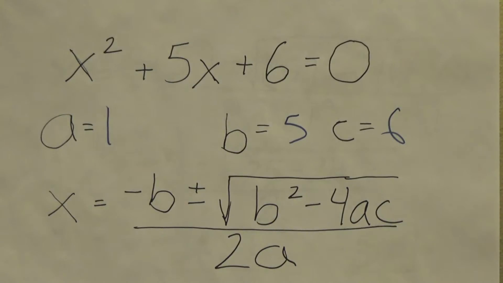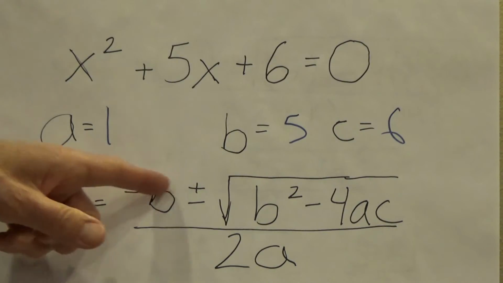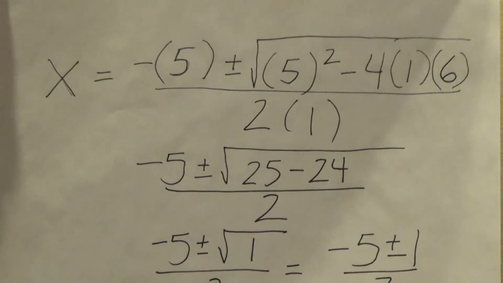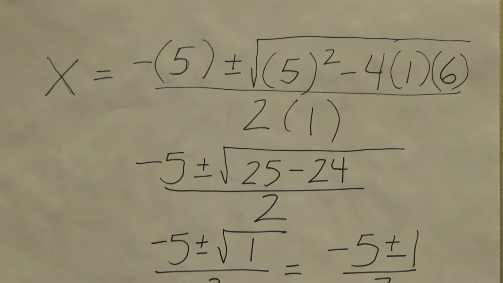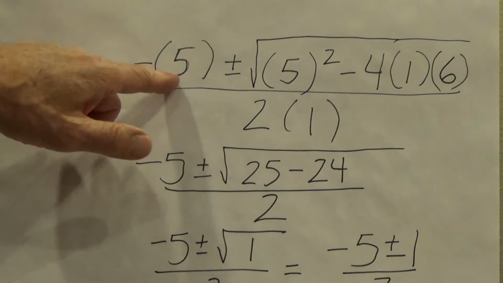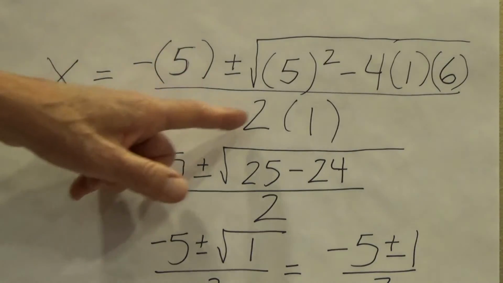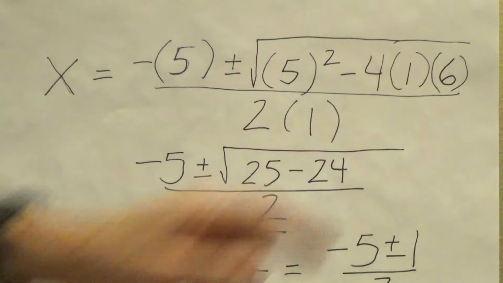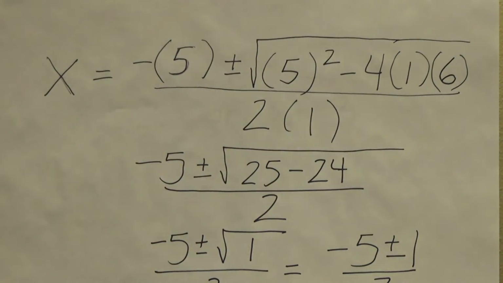Now it's possible to have only 1 solution. It's also possible to have no solutions. But typically, we have 2 solutions, and that's what the plus or minus here is all about. Now let's look at working this problem. Okay, we have negative b plus or minus the square root of b squared minus 4ac all over 2a.